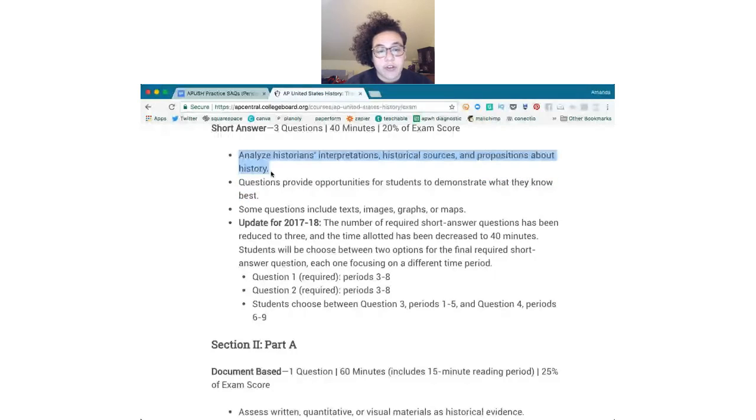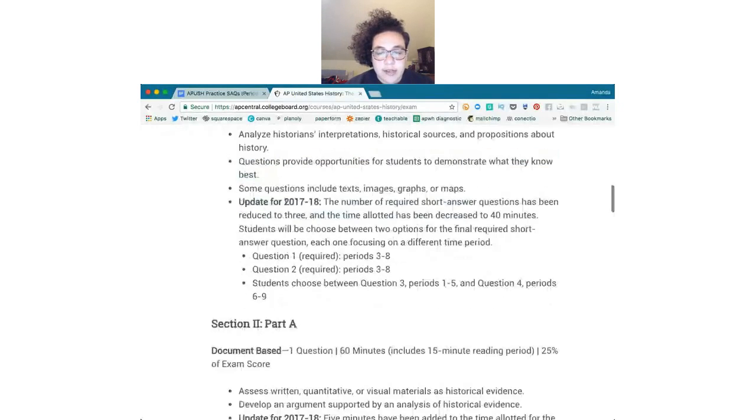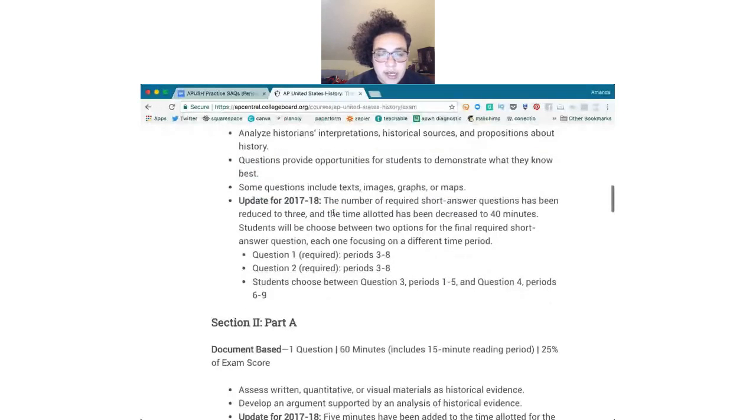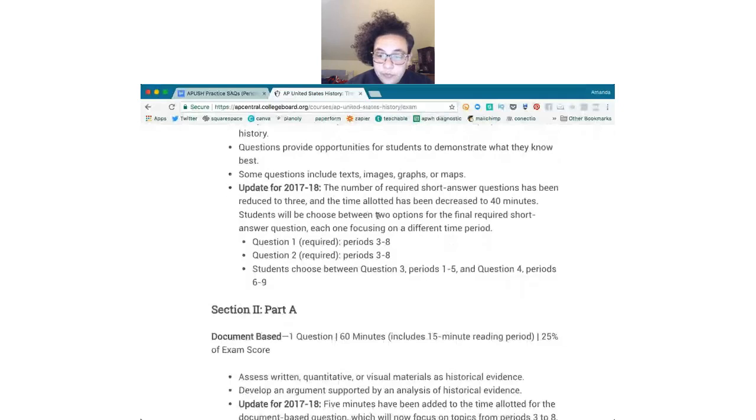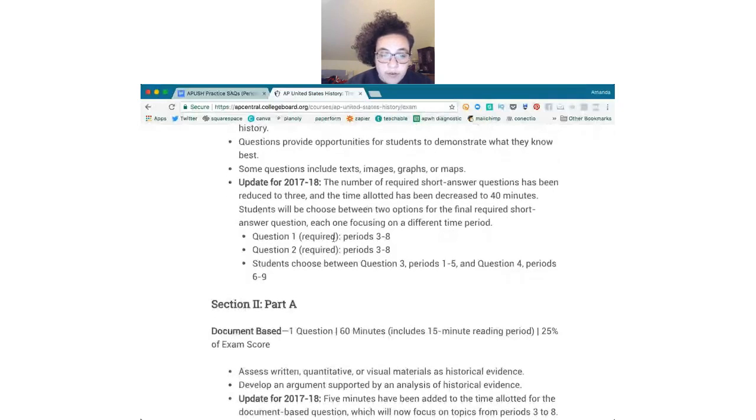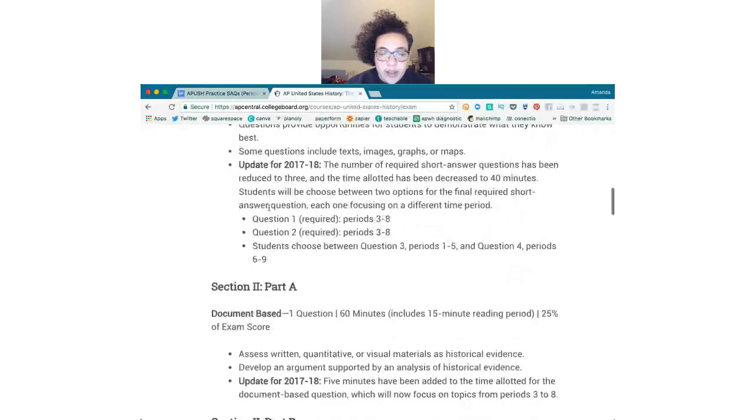And this would look like the 2 documents, and you're like, what is this guy thinking? What's this guy thinking? Whatever. And then some of them are going to include graphs, maps, charts, images. So the update for this year, which is kind of awesome, is that you only have to write 3. You used to have to write 4, and you get some choice here.